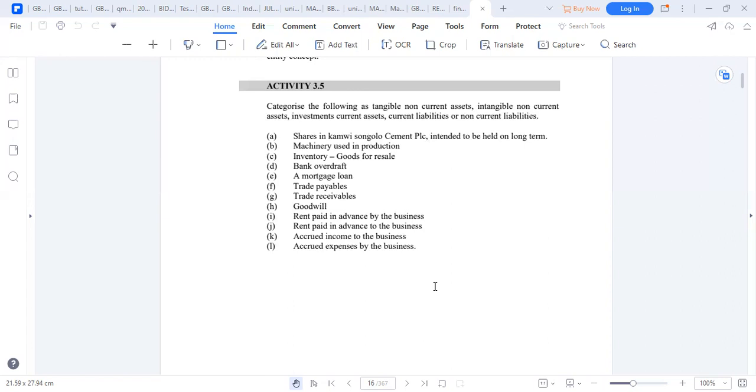Then goodwill. Non-current asset. Intangible, non-current, yes. Then we go to rent paid in advance by business. These are prepayments. It's a non-current asset. Non-current asset, they are prepayments about rent paid in advance by the business.